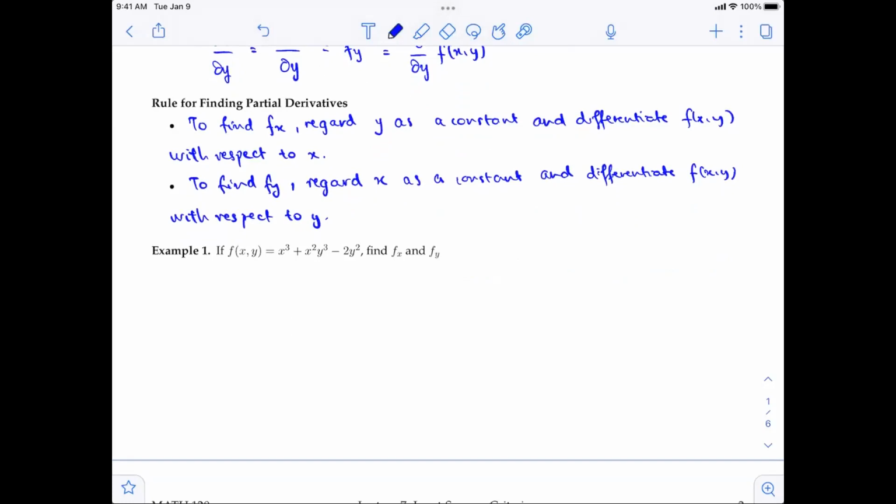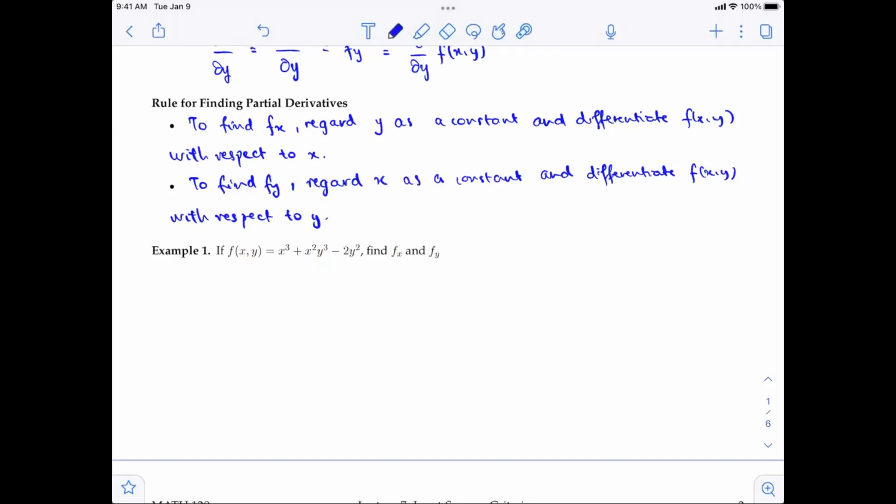This is where I assume a knowledge of calculus, because you need to know how to take the derivative of a function with respect to a variable. Okay. So let me begin again here. If the function given to you has the form x cubed plus x squared times y cubed minus 2 times y squared, and you are asked to find the partial derivative of f with respect to x and with respect to y.